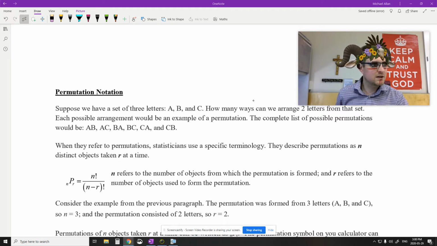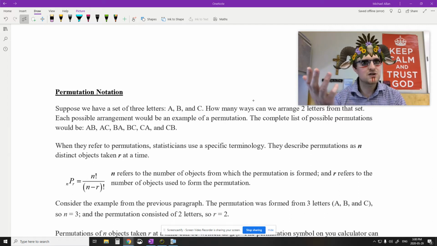Well, let's look at this one here, for example. So suppose we have 3 letters. The first letter is how many letters you have. How many choices? How many things do you have?